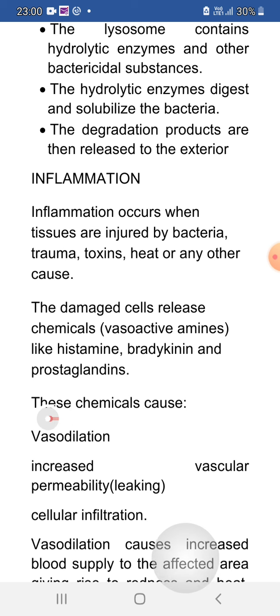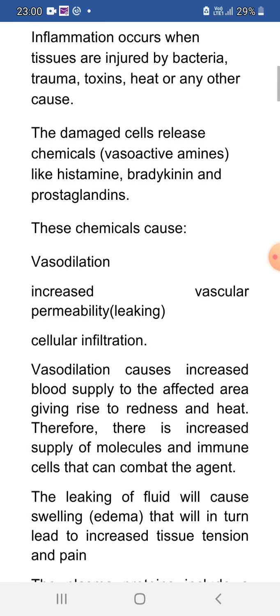The blood vessels around this place increase in diameter. You know what that effect causes? A lot of blood moves to that area. There is also increased permeability of their walls, especially the capillaries. They leak. So a lot of liquid leaves the blood vessels, more than it does in normal circumstances.